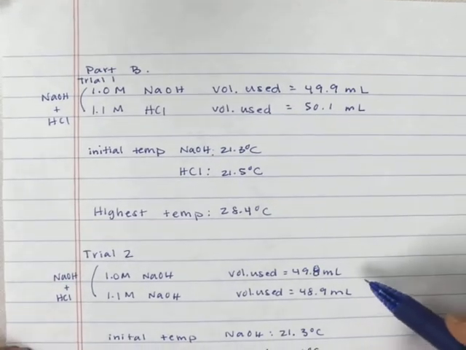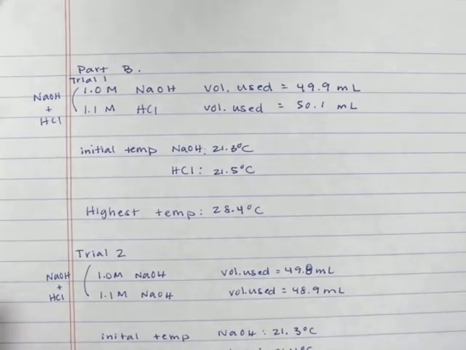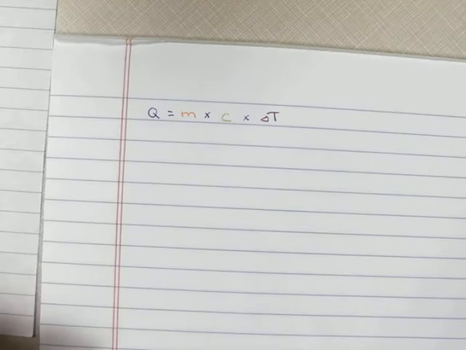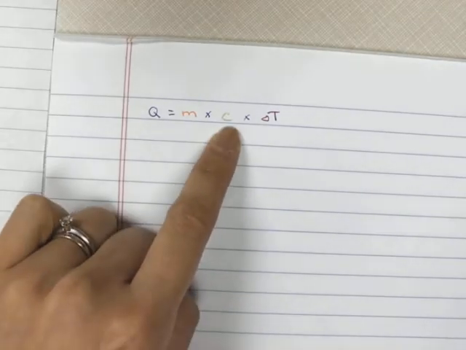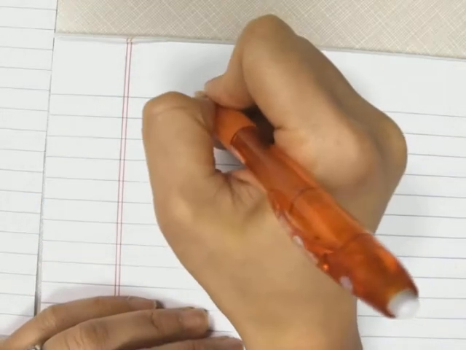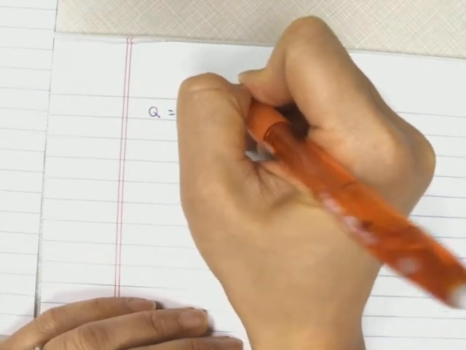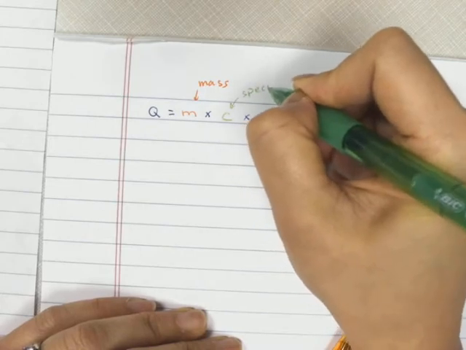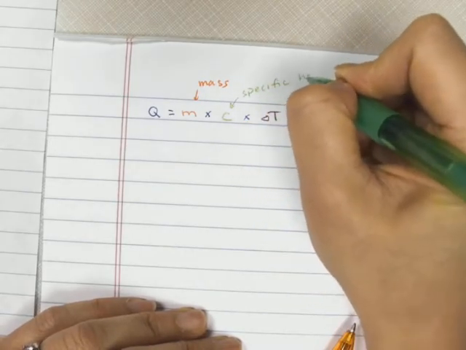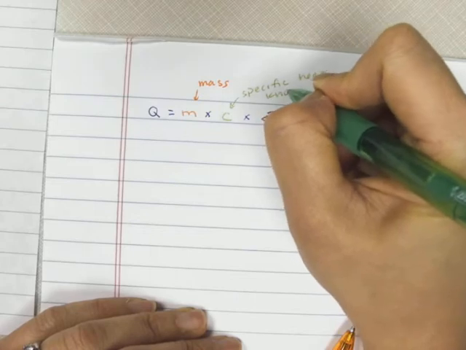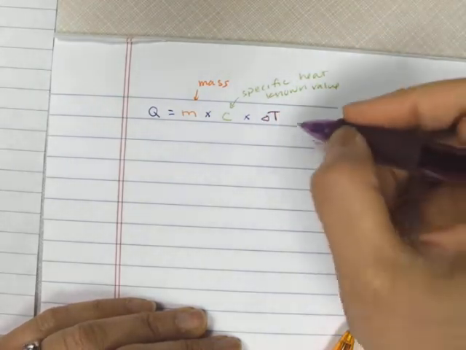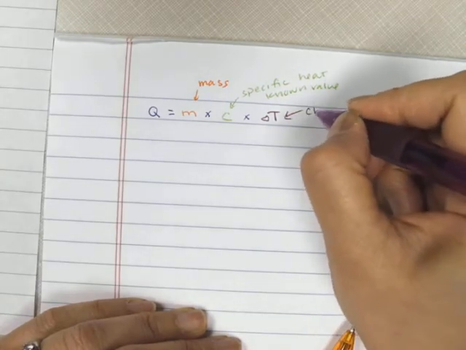And then you might have data for trial 2. I'm just going to do the calculation for Q just for trial 1. Okay, so Q equals m times c times delta T. I'm sorry, c, which is specific heat. So m equals mass. This is specific heat, and that is a known value. And then delta T equals change in temperature.